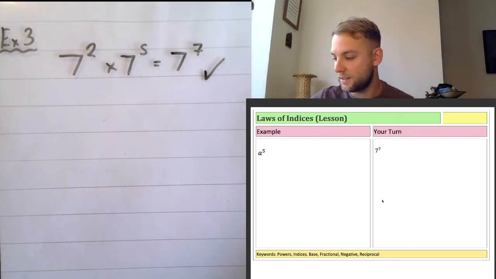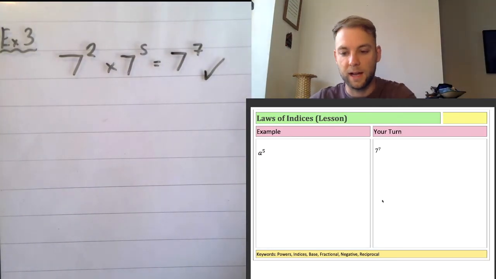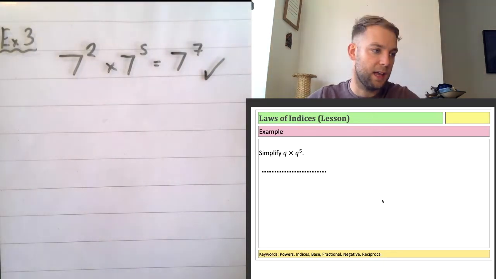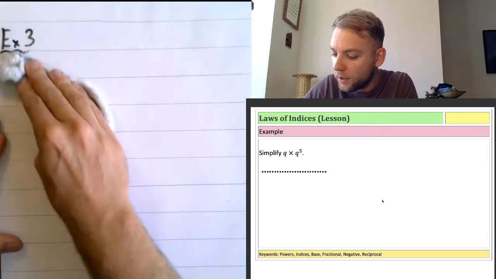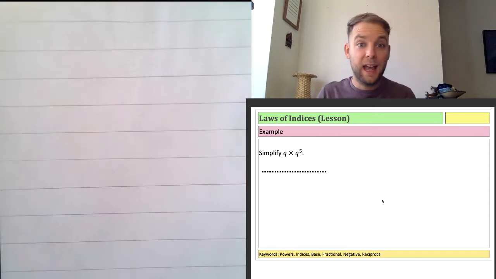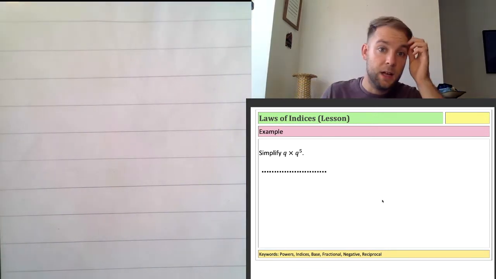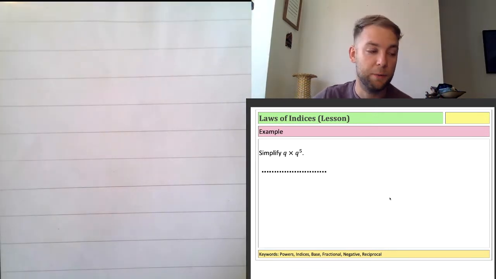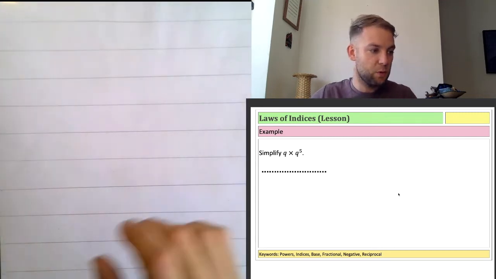a to the power of 5, 7 to the power of 7. Super. Okay, so let's have a look at our next one here. Now, I've put this one in here as a kind of special case. If you think you know the answer, maybe have a go at it now. Okay, I'm going to go through it anyway.